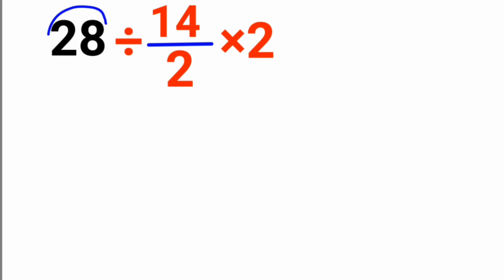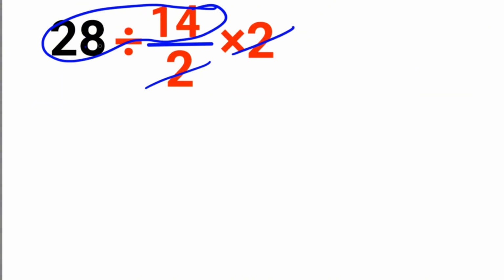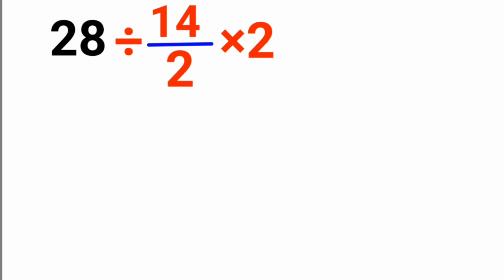For a respectable audience, my question is 28 divided by 14 over 2 times 2. Look, most people think that 2 and 2 are cancelled, and the remaining will be this portion, so 28 divided by 14, because 2 and 2 are cancelled, so 28 divided by 14 will be equal to 2, and 2 will be their answer, but remember that it is not correct.